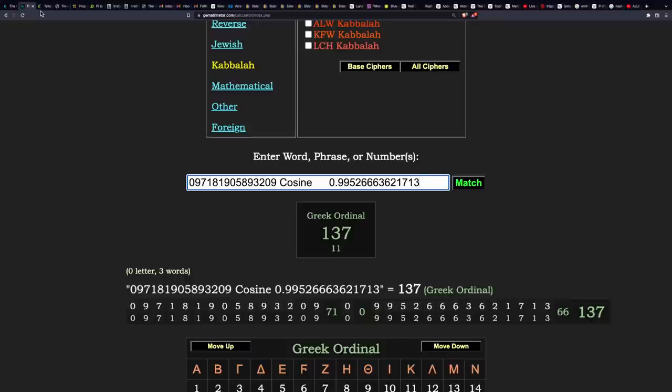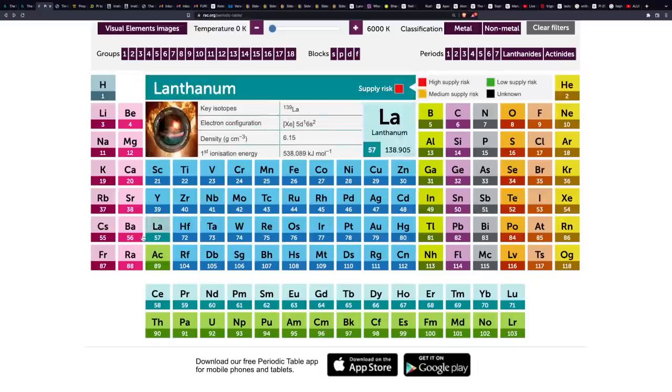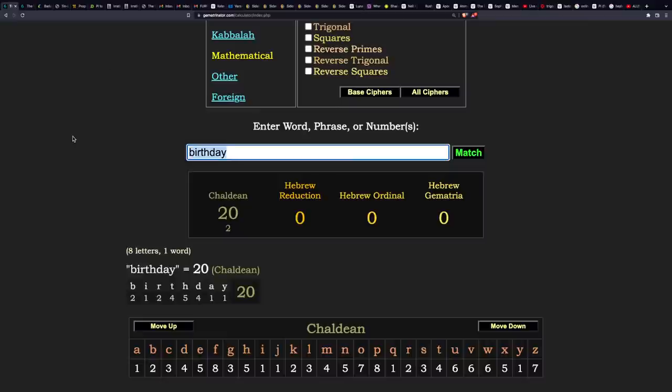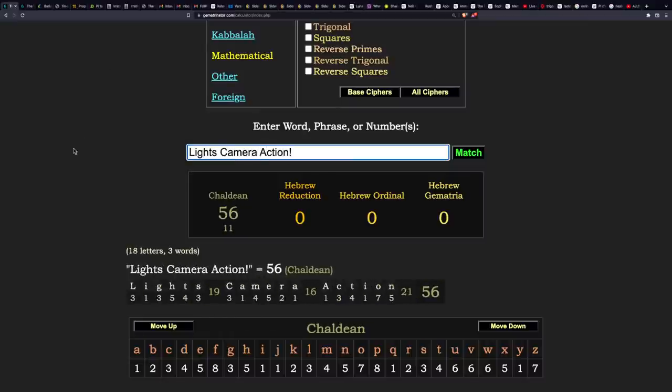137. What's 137? We go right back to the periodic table. It's 56, barium. 137 being the 33rd prime number. And then we look at lights, camera, action, 56. You see? All found from the number 35.